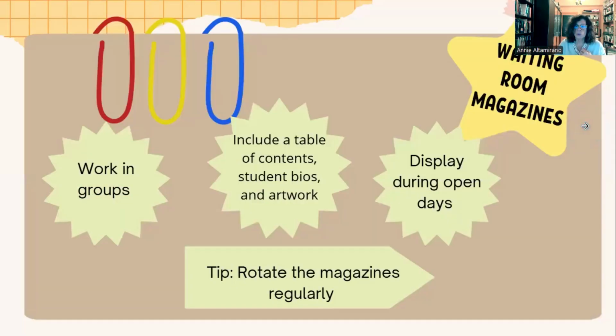Another thing that you can do is waiting room magazines. This is a clever way to bring student writing to a wider audience. You can have students work in groups to create themed magazines. They can choose topics they are interested in, maybe sports, music, or even a magazine all about your school. Include a table of contents to make it feel official, student bios to give the students recognition, and artwork to make it visually appealing.